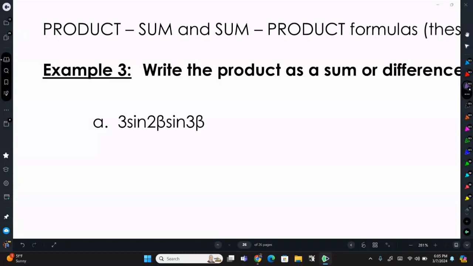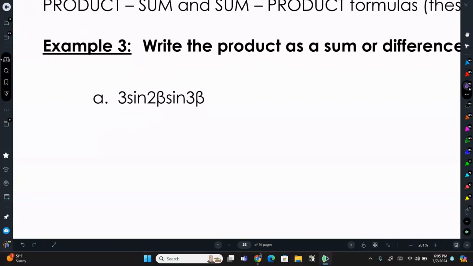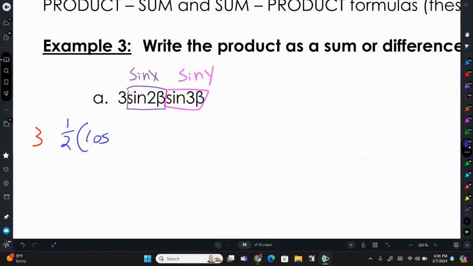So we're just going to write that on the outside, and if we look at our formula, this part right here is going to be the sine x part of our formula. And this part right here is going to be the sine y part of our formula. So I'm going to write that 3. Our formula says that this is equal to 1/2 times the cosine of x minus y.